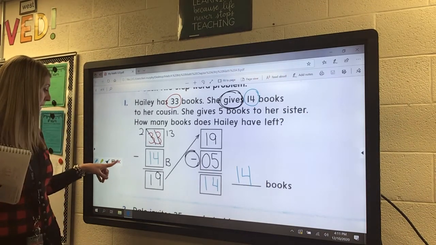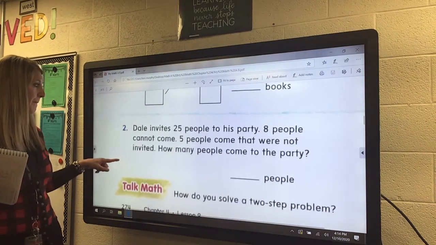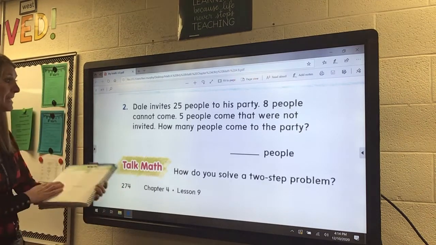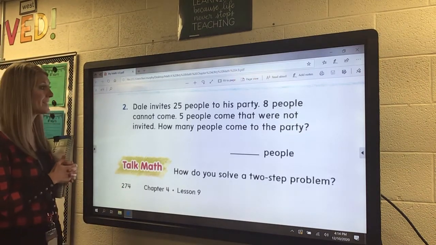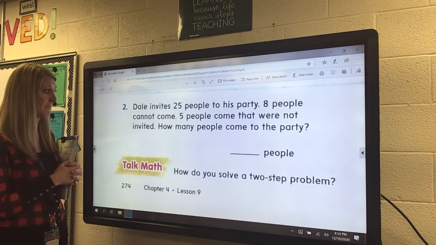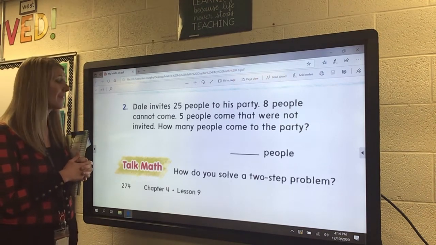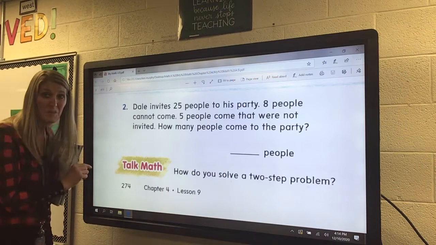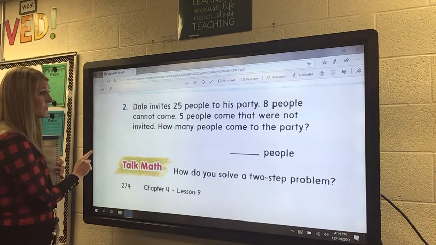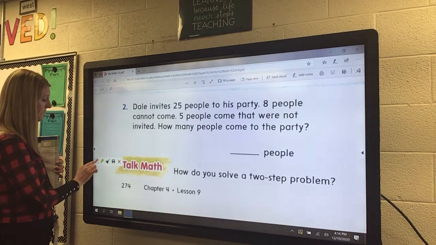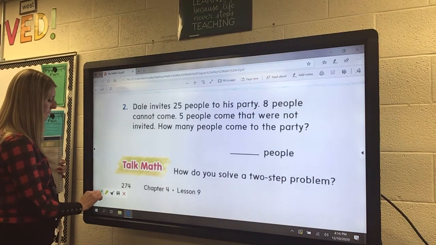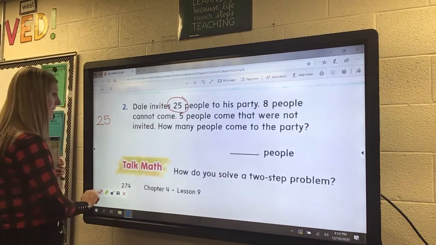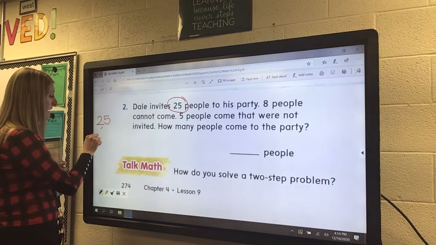I'm going to go on to the next one, which is number 2. And I know we're going to have to write small and tiny because they don't give us much space. Number 2 says Dale invites 25 people to his party. 8 people cannot come. So we're going to start way over here, second graders, on the edge. You're going to have to write small and neat, and so is Mrs. Murphy. We're going to start with 25 people. And 8 people cannot come. So I'm going to take away 8.